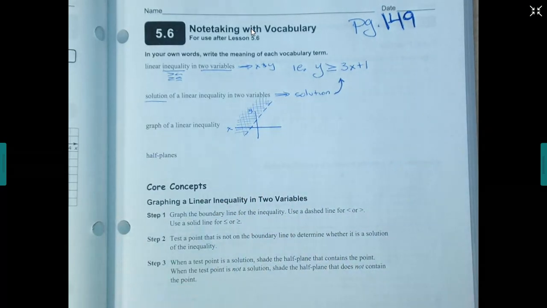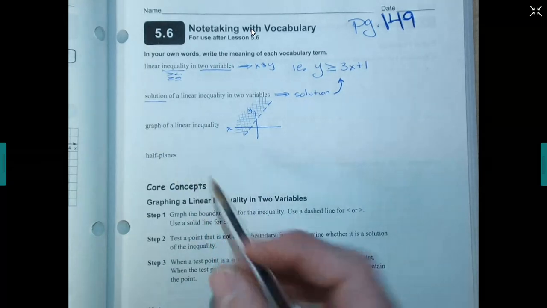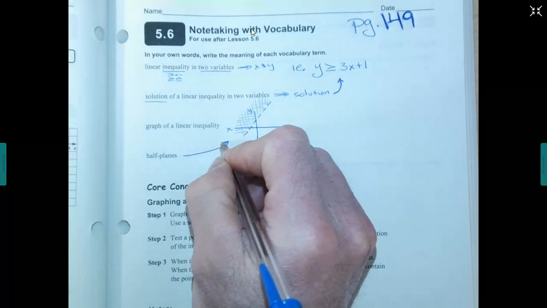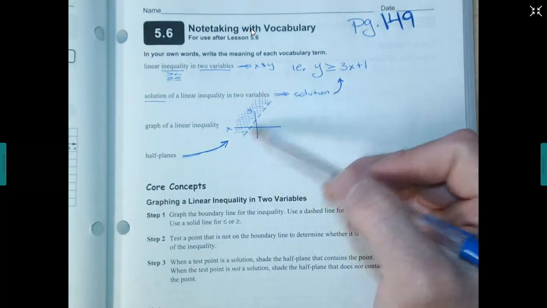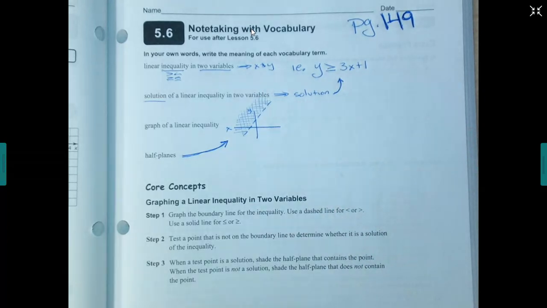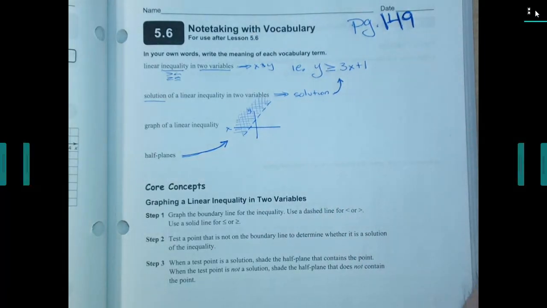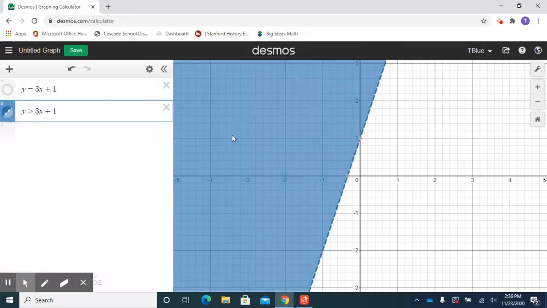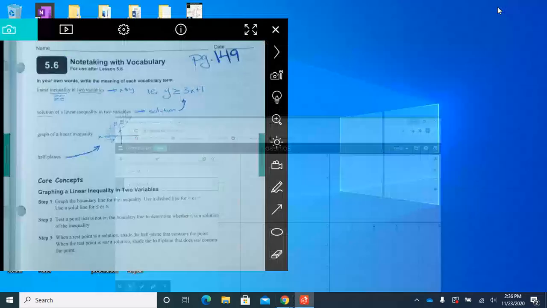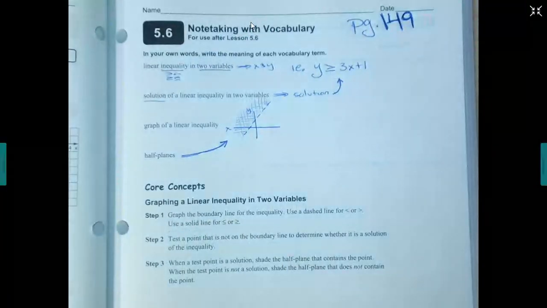There's a graph of a linear inequality in a half plane. Actually, I just gave you an example of a half plane. A half plane is all points on one side of a line. I can show you in Desmos. We're going to be using the Desmos calculator today, but here's an example of a half plane. It's every point on one side of a line. All right, so let's check out these core concepts.